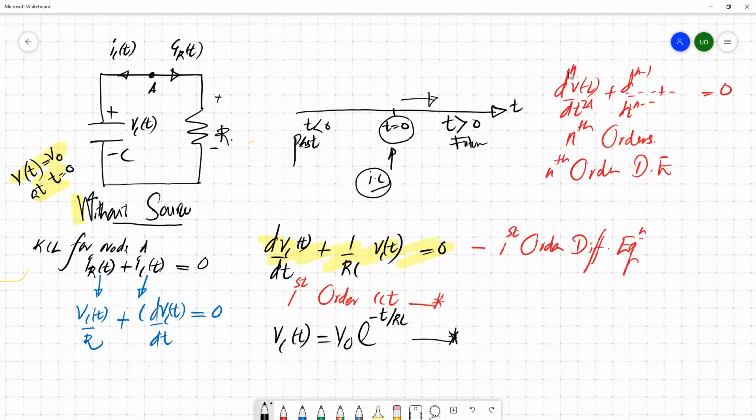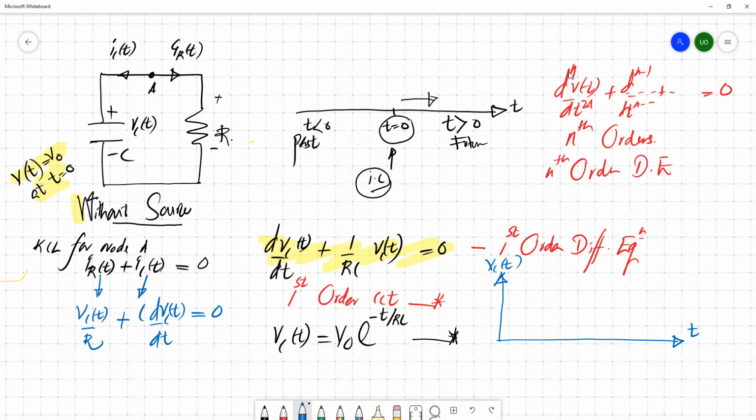V_C(t), the voltage across the capacitor, equals V naught, where V naught is actually the initial condition of the capacitor at t equals 0, times e to the power minus t over RC. Okay, so this is the solution. So if you draw it, it's something like this. So this is t, this is V_C(t), the voltage across the capacitor.